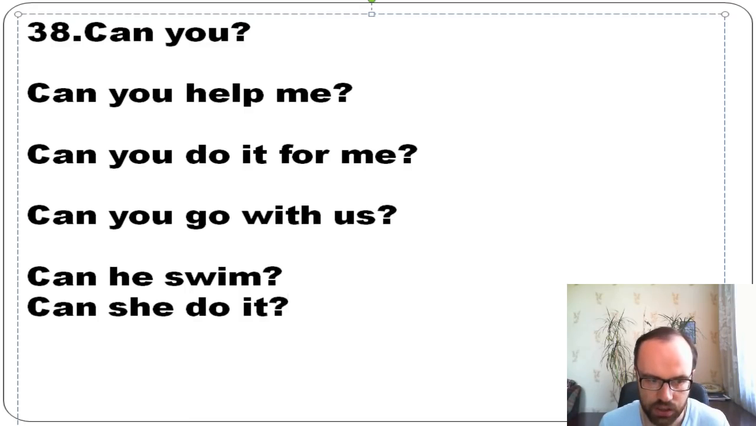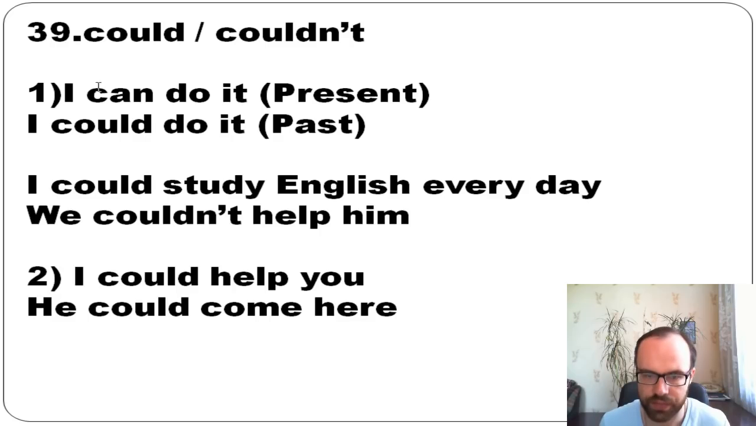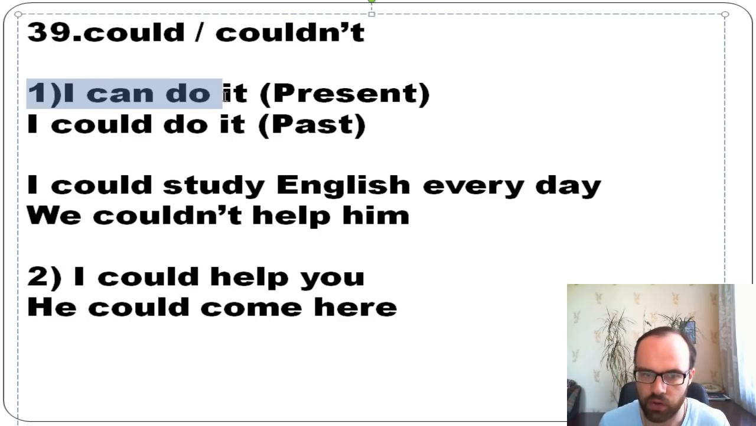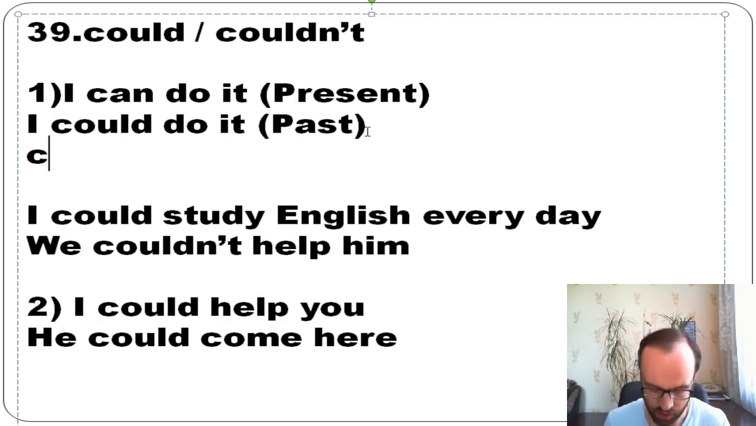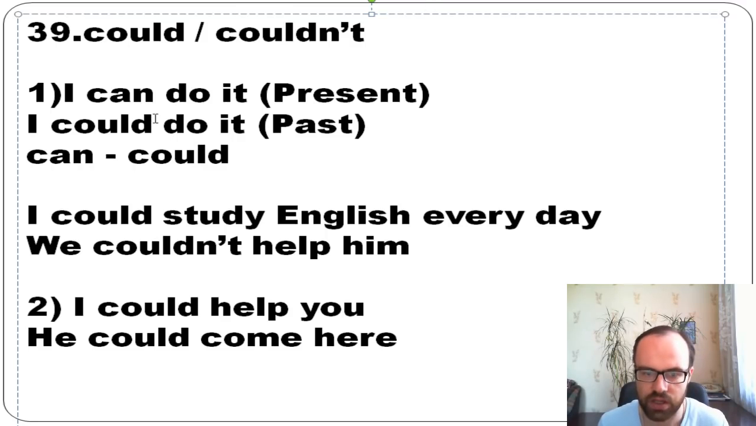Okay, next. Could and couldn't. So you know the meaning of can. I can do it, and we use it in present simple. It means that it's possible for me to do it. If you want to say it in the past, you use could. I could do it. So it's the past form of can. Can for present and could for past. For example, I could study English every day, so it's about the past.